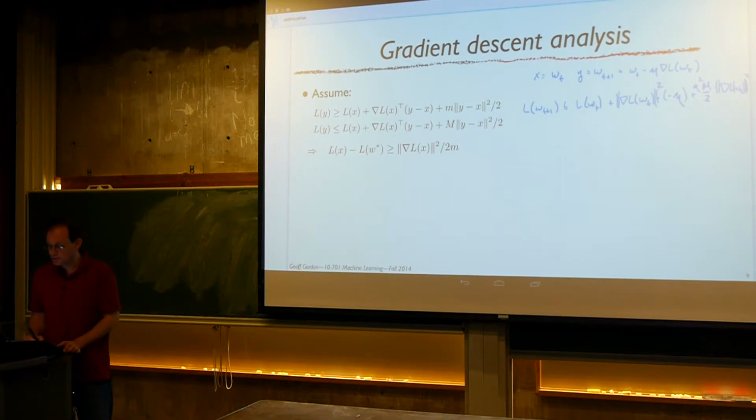But let's optimize the bound on the right-hand side. If we take the gradient with respect to eta, there are two terms, this one and that one. They both have a constant, which is the norm squared of the gradient, so we can ignore that constant.